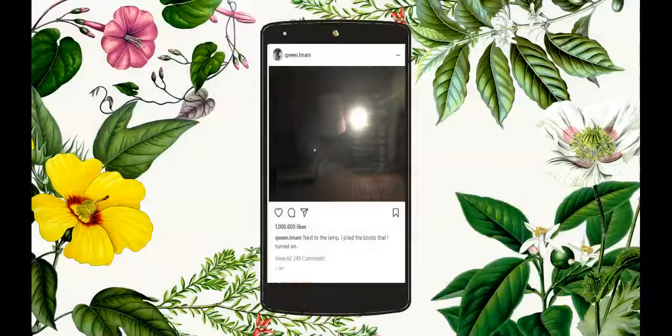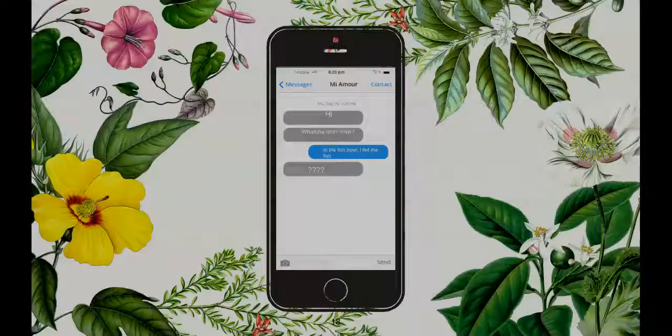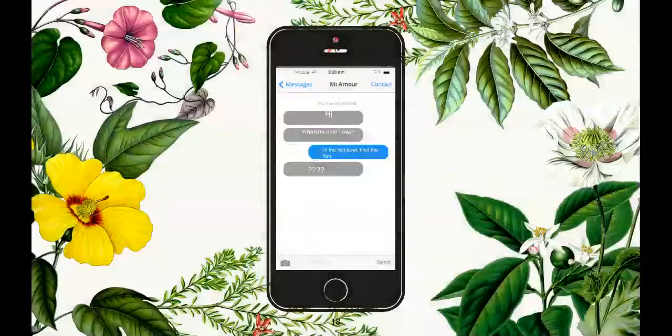Moving on. This is an Instagram post where the girl put a caption saying, next to the lamp, I pile the books that I turned on. Here's a text between two people. One person says, hi, what you doing? The other person says, in the fishbowl, I fed the fish. The first person does not understand what the second person is saying.